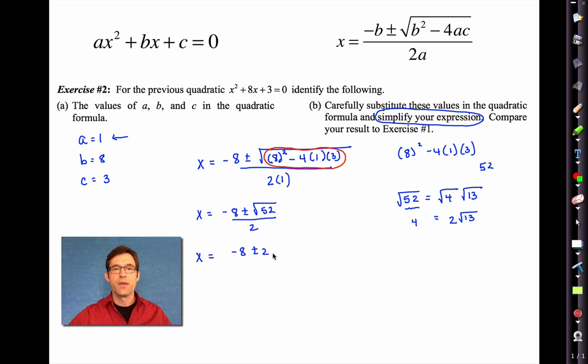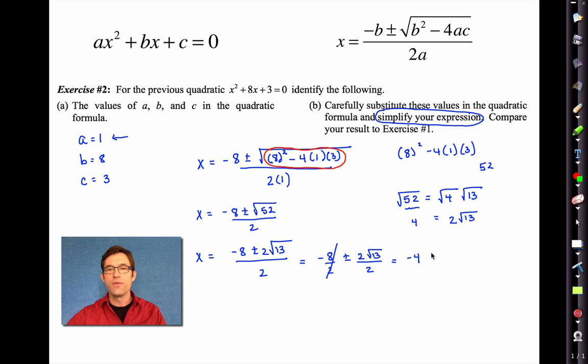All right, now, resist the urge. It would be very tempting to try to combine that 8 and that 2 right now, but we can't. It would be like combining negative 8 and 2x. We can't do that. So one more thing. We're going to distribute the division by the 2. All right, and what we find is that negative 8 divided by 2 is negative 4. 2 divided by 2 is 1. And we get exactly the same answer we got from exercise 1.